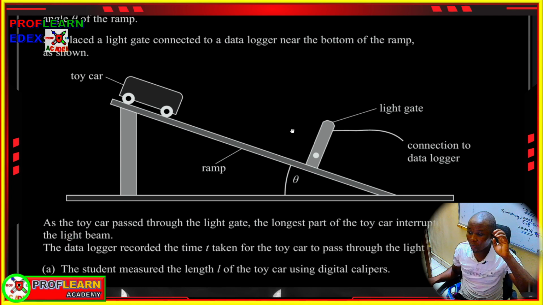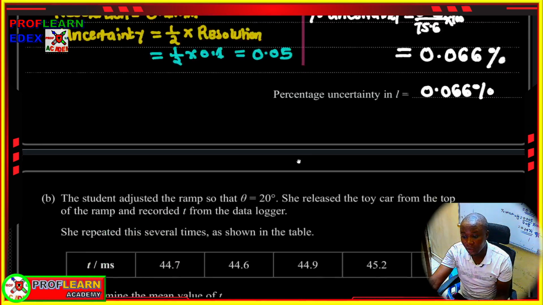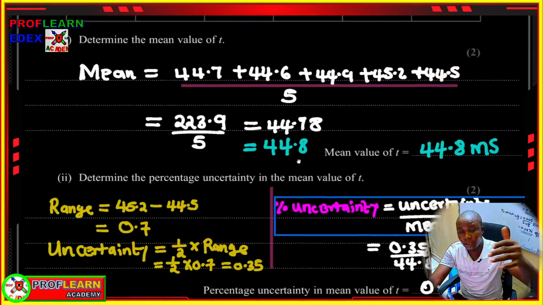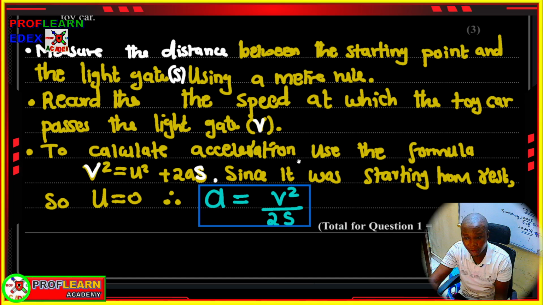Then we shall also record the speed at which this toy car is going to pass through the light gate, and that will be our final speed. And then we use the suvat equations. We can use v squared equals u squared, but remember the initial velocity of the toy car, because it's being released from a point where it was at rest, the initial velocity will be 0.